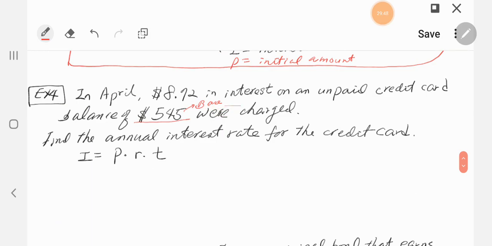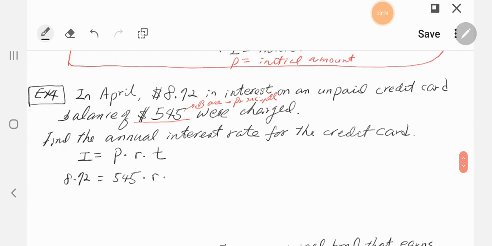So this is the principal, the base. Okay, this is the principal, right? The principal is $545, and then we want to find the annual interest rate, which is R. And the interest amount for 1 month was $8.72. And the T.